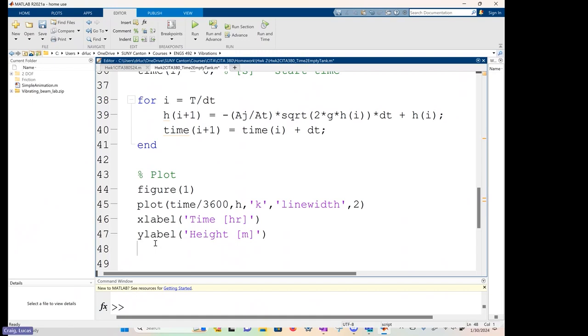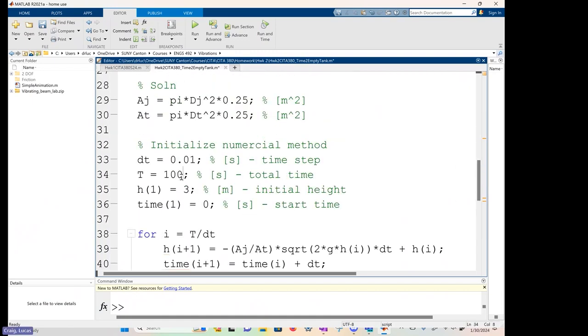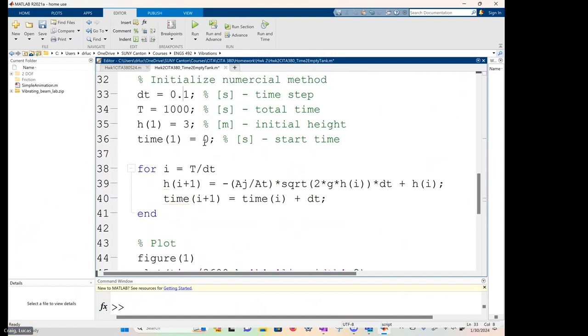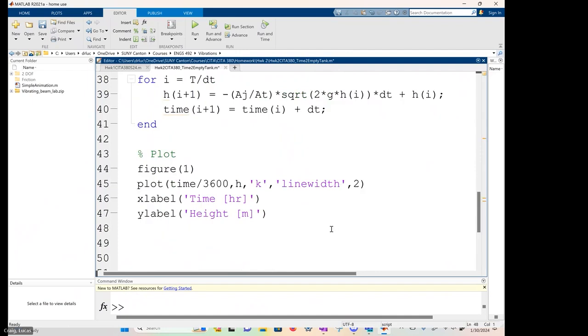Now you may have to change this, do like 1,000 or something, and go back to 0.1. I didn't copy this right. It's I equal to 1 colon T over delta T, because you're starting with the number 1 and you're going by ones up to 1,000. What it was doing is it defined I as T over delta T, which is 1,000. We haven't defined H of 1,000 yet. Does that make sense?